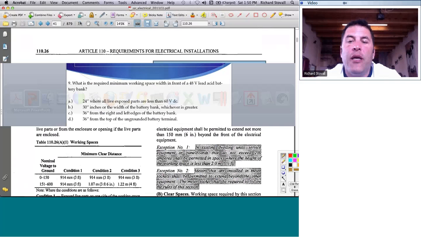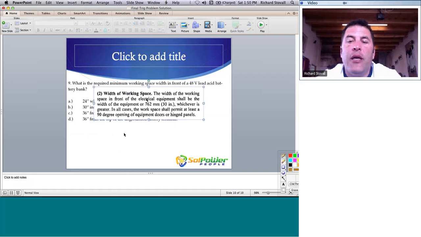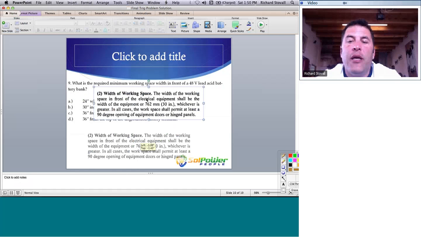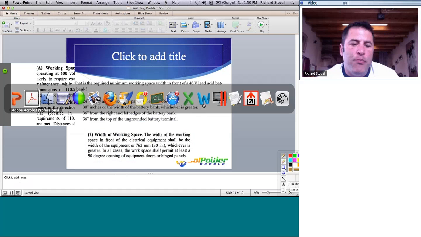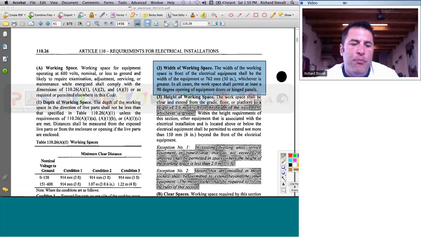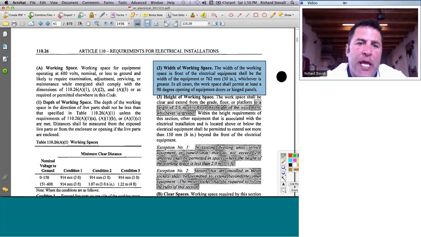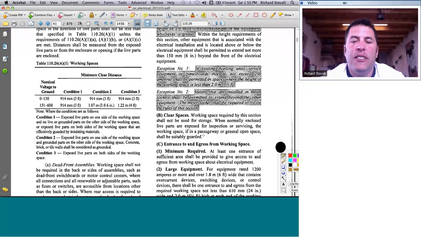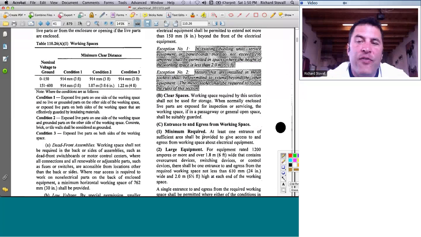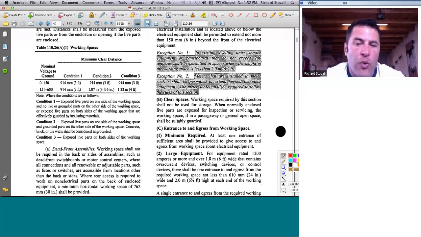But if you don't have a copy of it, the Holt Illustrated Guide to the NEC has a great illustration of all of these relationships. Workspace, depth, height, clear spaces, minimum requirements, large equipment, they have these really well thought out diagrams to help turn all these words into a visual representation.